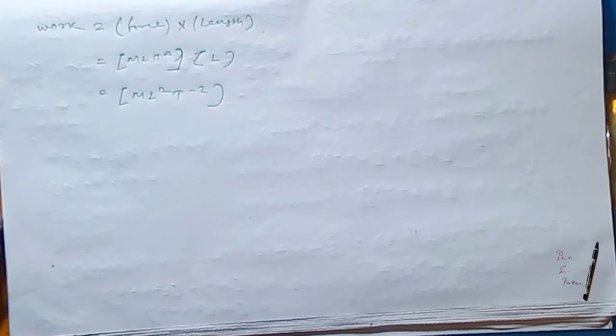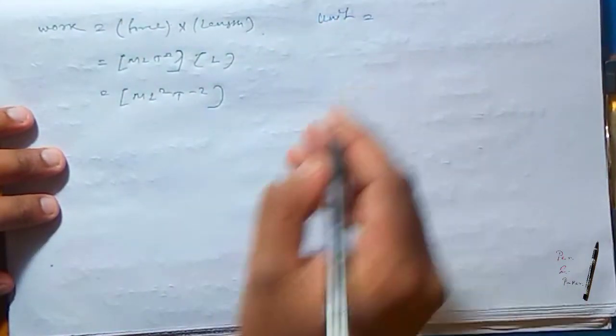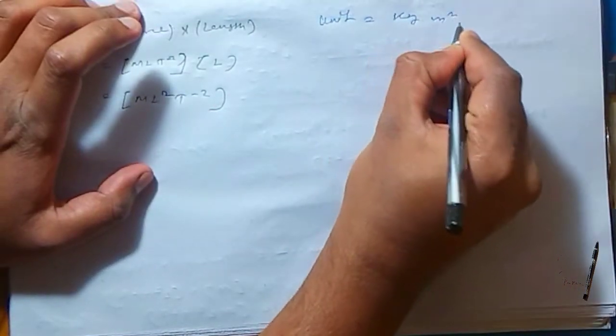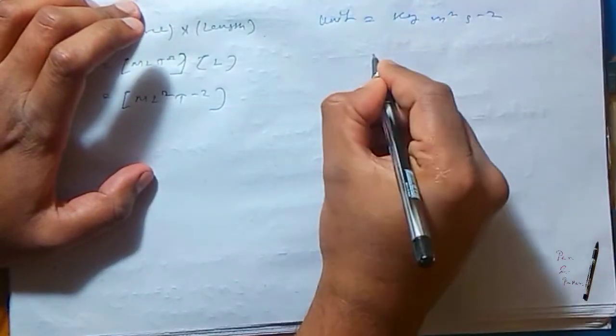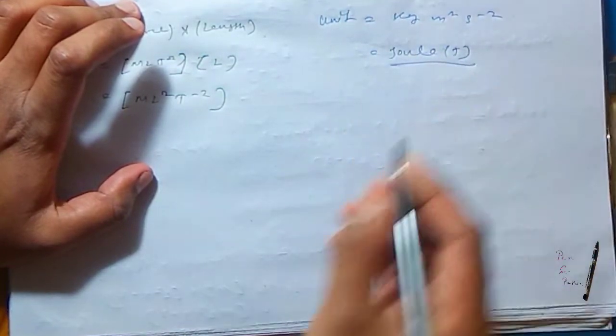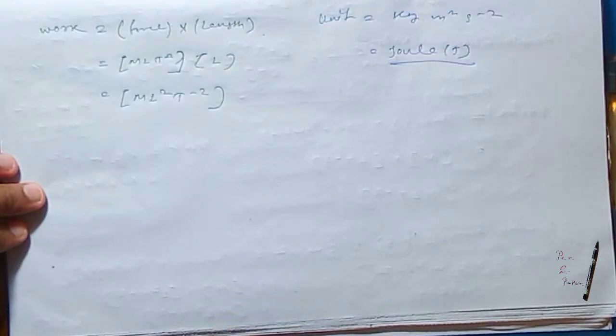Unit is also kg meter square second inverse 2, which is joule, J, same as kinetic energy.